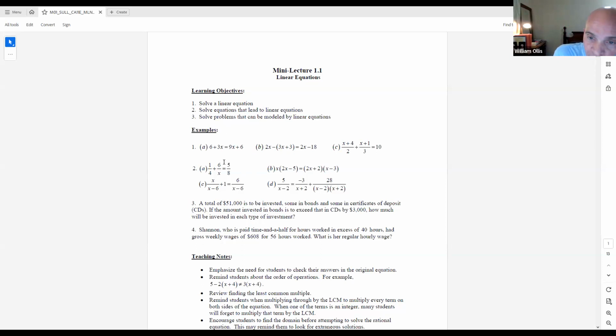So we have x plus 4 divided by 2 plus x plus 1 divided by 3 equals 10. And in all of these cases, what we want to do is solve for the variable. So I'll go back to my screen with the document cam.